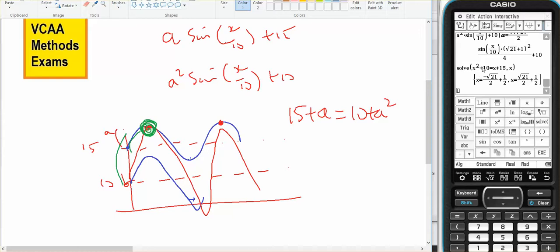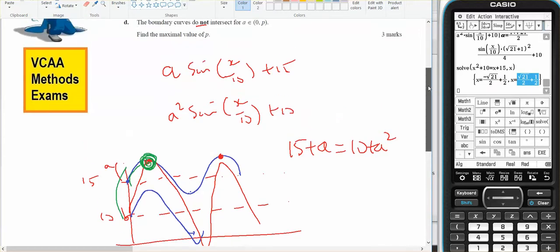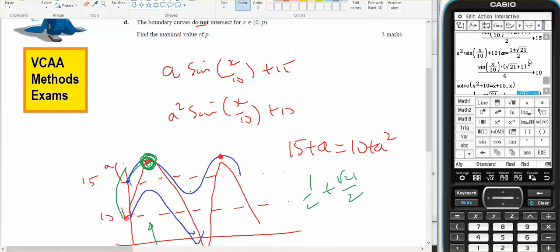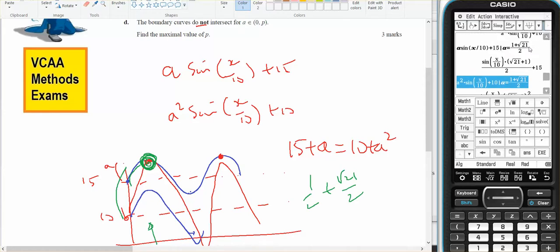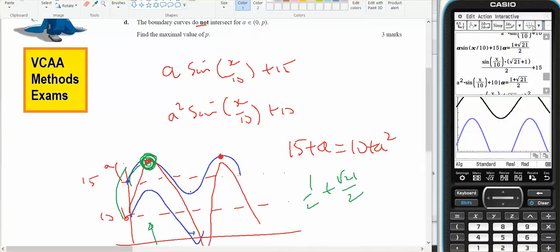Okay, so I've got x squared plus 10 equals x plus 15, solve for x. I get a negative answer and a positive answer. Since I'm over here in the positive, I'll take the positive answer, which is a half plus root 21 on 2. Now what I've gone and done is I've taken my two rules and I've made A equal those two values, and then I'll graph them and see whether they actually intersect.